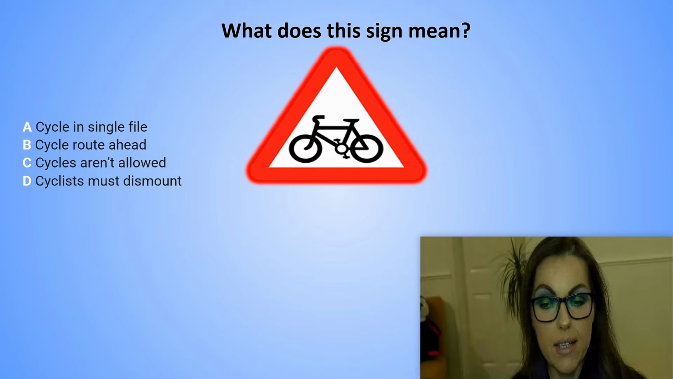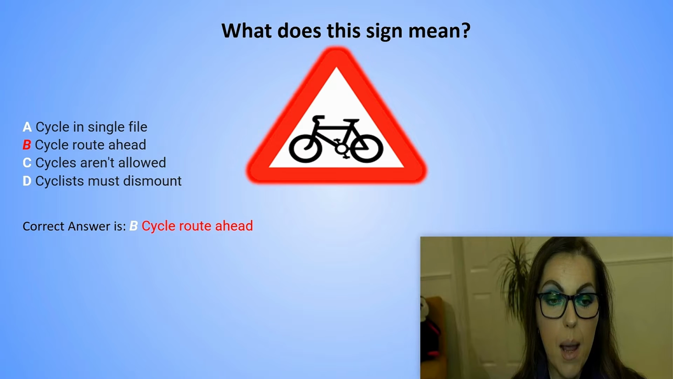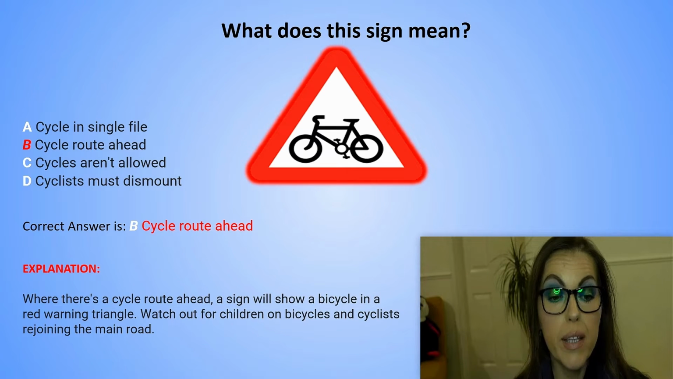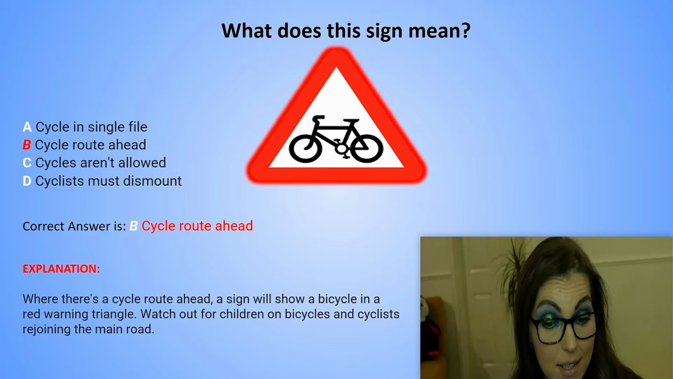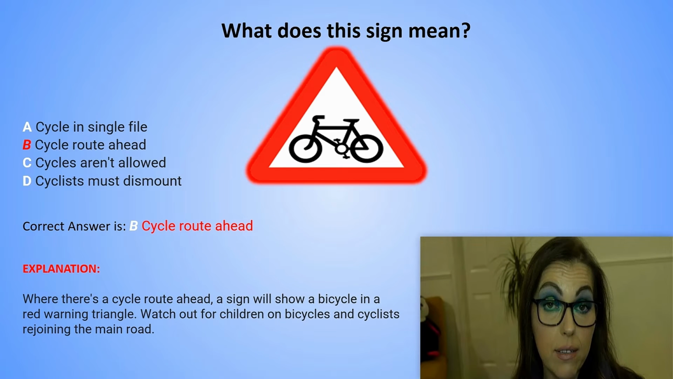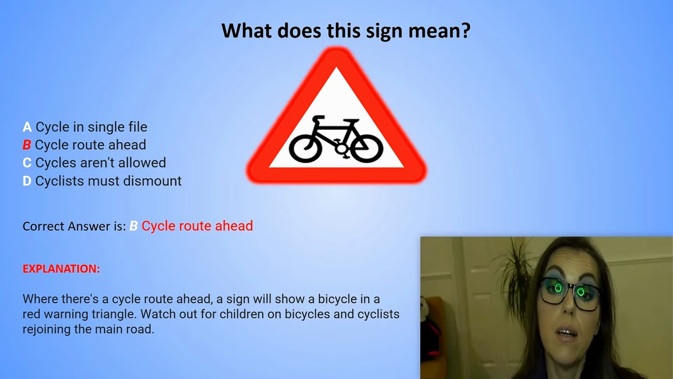The correct answer is B. Cycle route ahead. Explanation. Where there is a cycle route ahead, a sign will show a bicycle in a red warning triangle. Watch out for children on bicycles and cyclists rejoining the main road. Next question.